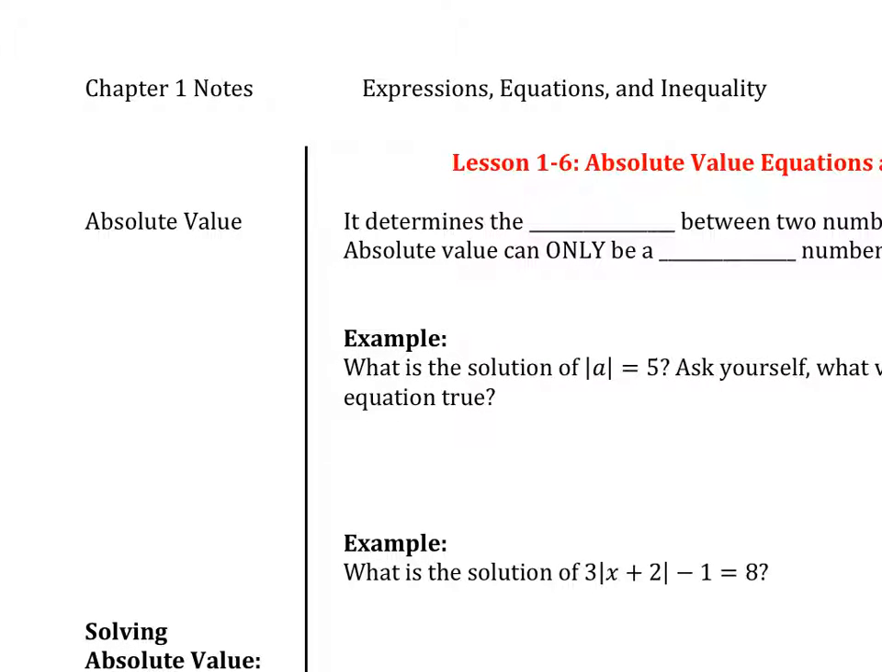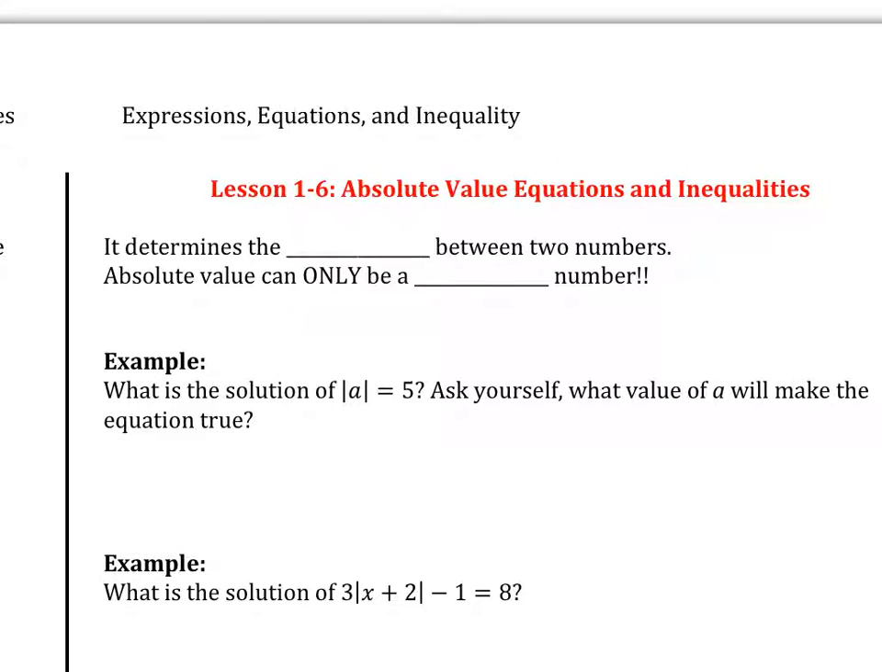Okay, so 1.6 is the last one. We are going to talk about absolute value. Absolute value is a way of finding the distance between two numbers. And the most important thing about absolute value is that it can only create a positive number. So what comes out of the absolute value is always a positive number.